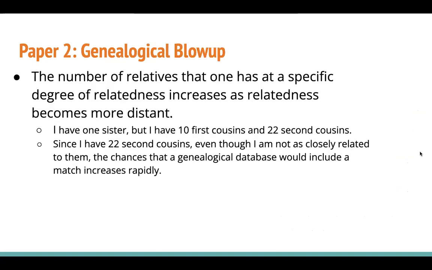Genealogical blowup is the phenomenon that states that the number of relatives that one has at a specific degree of relatedness increases as relatedness becomes more distant. For example, I have 1 sister, 10 first cousins, and 22 second cousins, and I'm much more closely related to my sister than my second cousins. But since there are so many, their information is more likely to be in the database than my sister's.